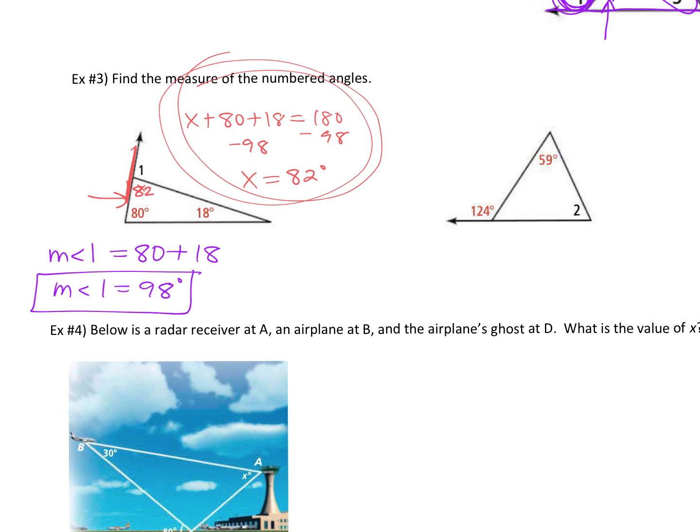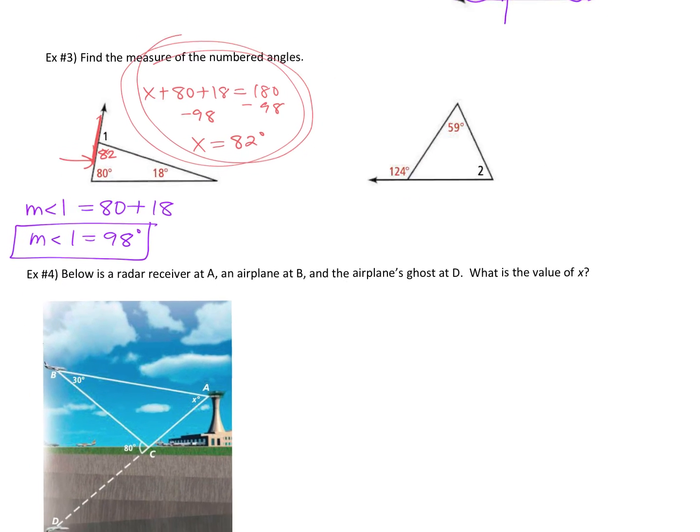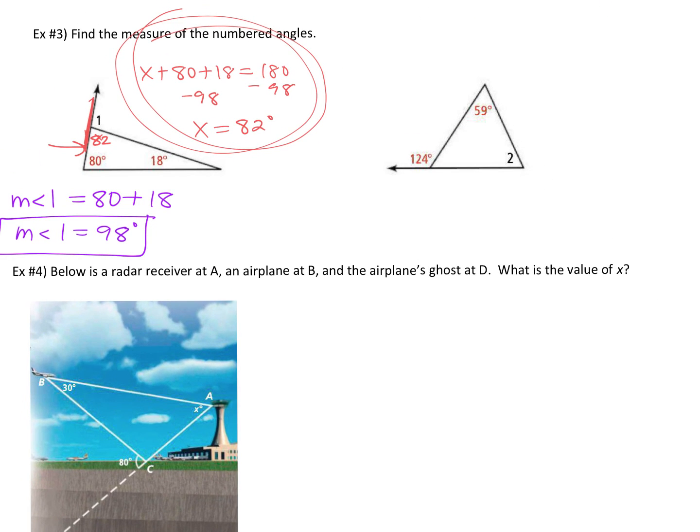Okay, now look at this second example. Which angle is my exterior angle? 124. And we said the exterior equals what? The sum of the remote interiors. So it's going to be 59 plus the measure of angle 2. How do you solve that for the measure of angle 2? Just subtract, right? Take away the 59. So 124 minus 59, that's 65 for the measure of angle 2.